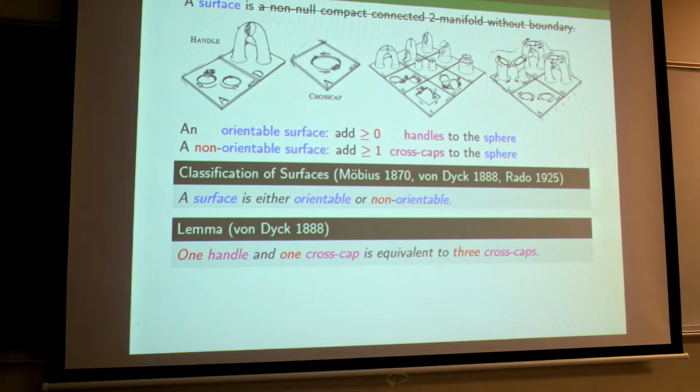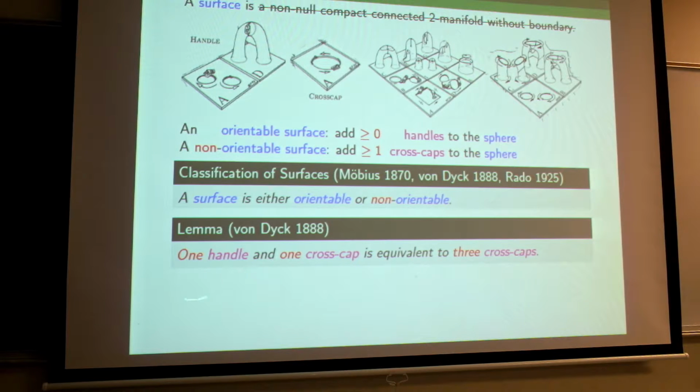So one more thing to note is that if you look at this lemma, it says 3 crosscaps is equivalent or somehow equal to a crosscap and a handle. So this means maybe you want to, as mathematicians, simplify everything. You want to cancel out this 1 crosscap and change this 3 into a 2. So maybe you want to say 1 handle is equal to 2 crosscaps, but this is not true.